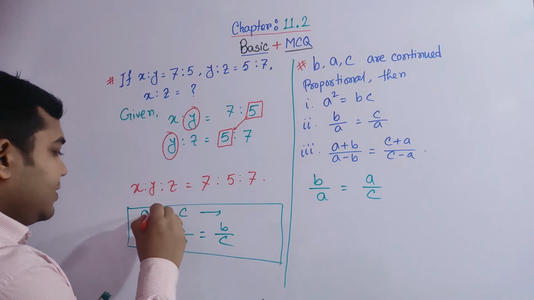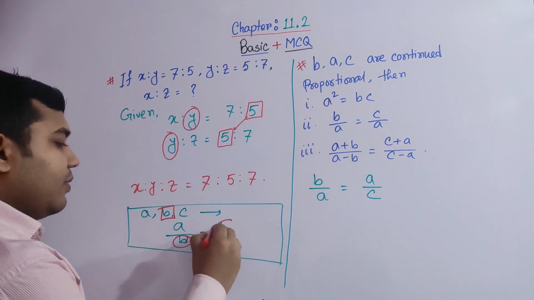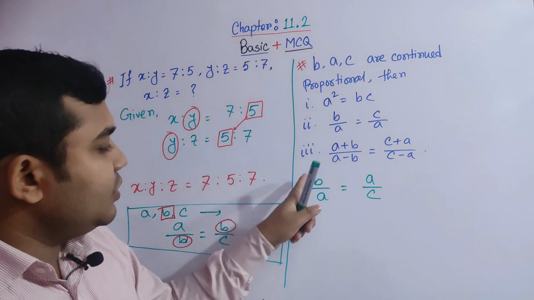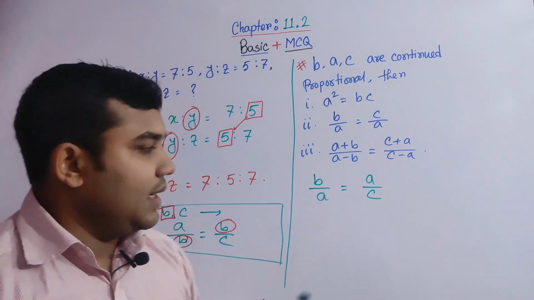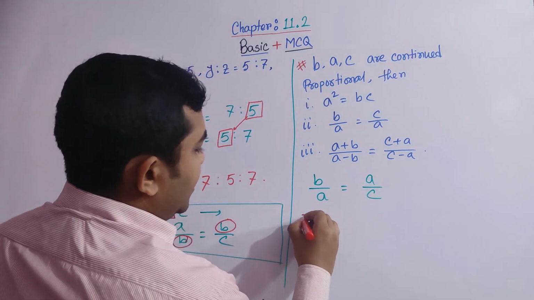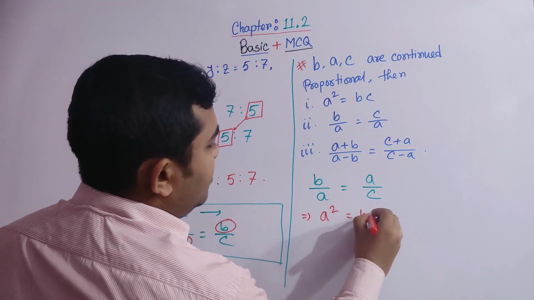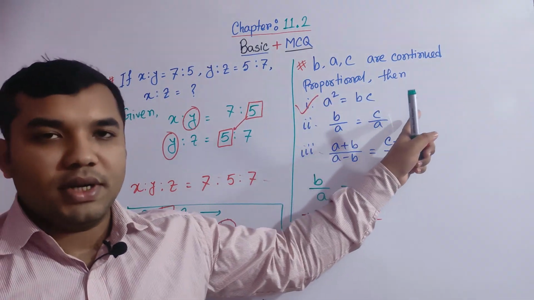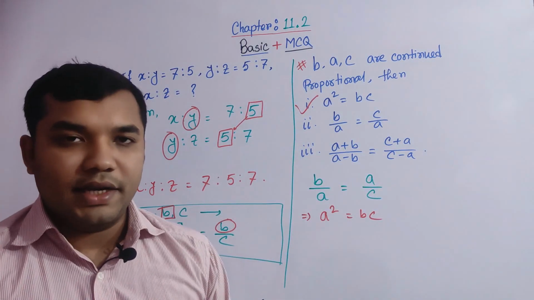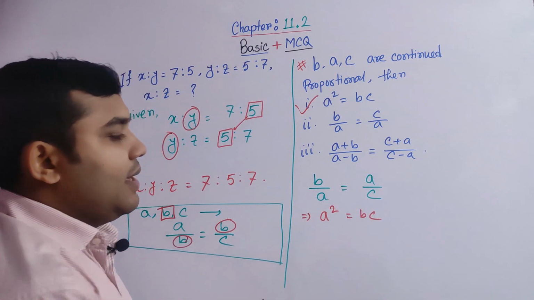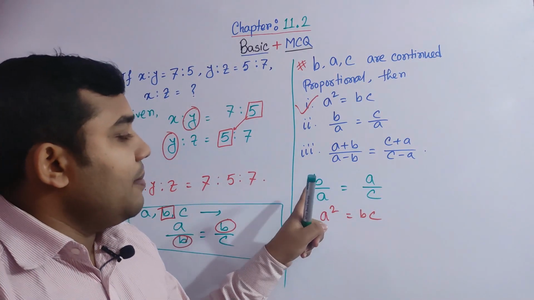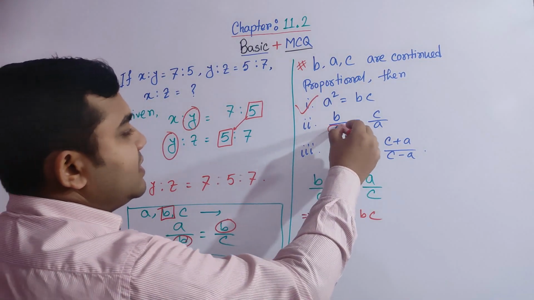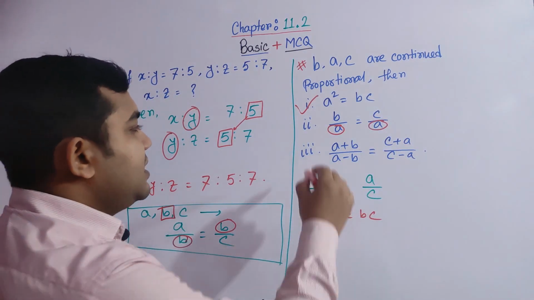Why? Before, the place of b was in the middle, that's why our b came two times. Here a has been placed in the middle, that's why it should be b by a is equal to a by c. If we multiply these two, then we'll very easily get a square equal to bc. So from this we can say yes, our number 1 is absolutely correct. Our number 2 will not be correct because it should be b by a equal to a by c. That means a should be placed at the denominator in one place and the numerator in the other, but here a is placed in the denominator for both. It cannot be satisfied.